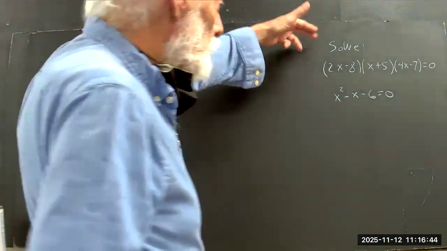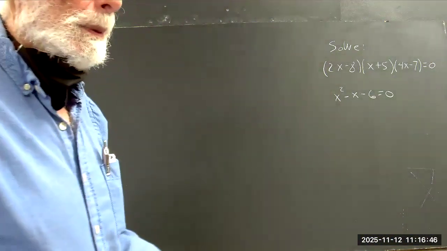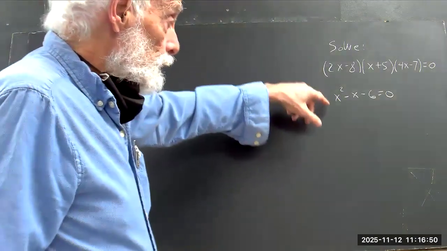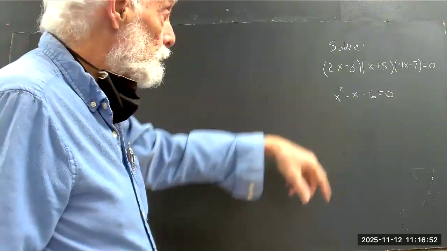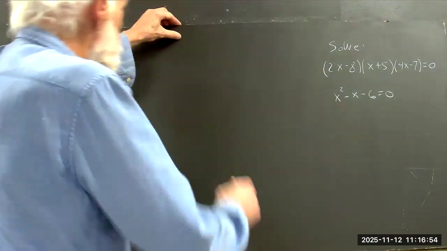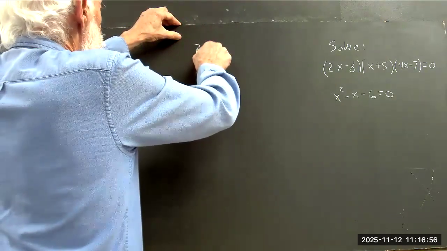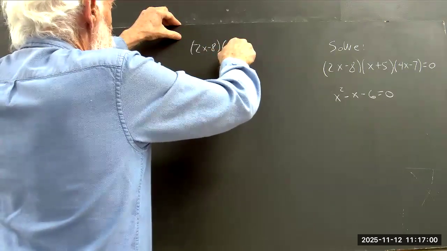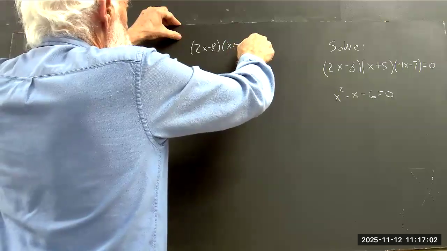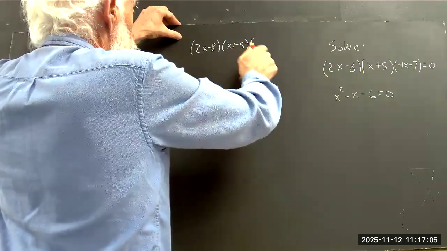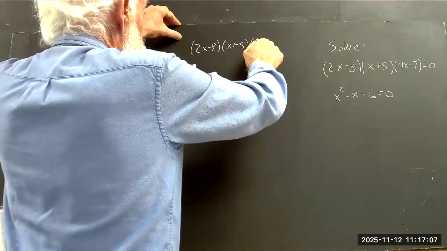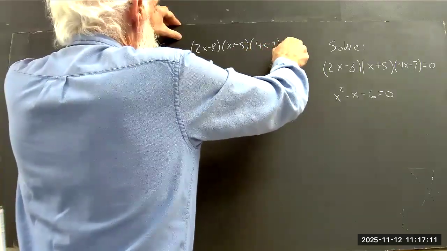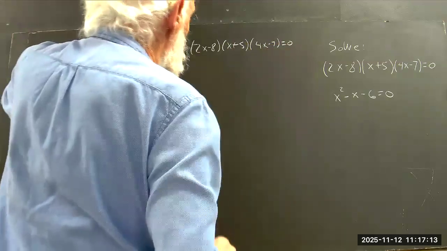Okay, we're starting today with just a couple of problems related to recent homework. So we want to solve each of these equations. Now, this first equation is the quantity 2x minus 8 times the quantity x plus 5 times the quantity 4x minus 7 equals 0.